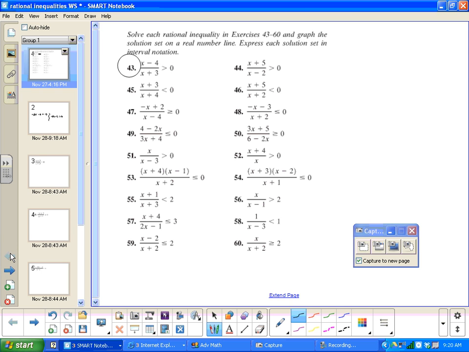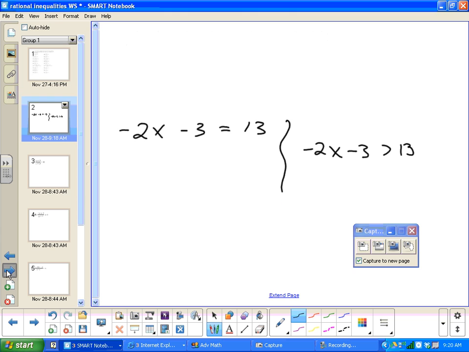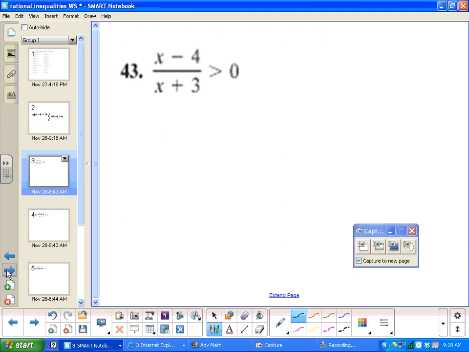Okay, so let me give you the steps here to solving this one. I'm going to work a lot of the odds, just like we did yesterday, and I'll give you not all the evens, but some of the even ones. Y'all can circle the ones over there: 44, 48, 50, 54, 56, 58, 60, okay?